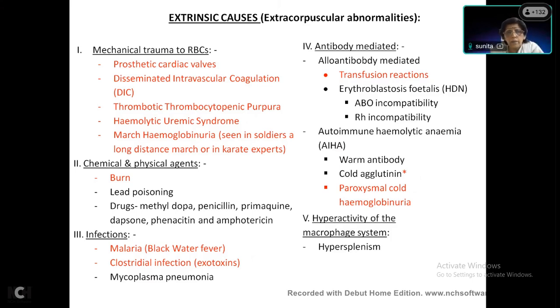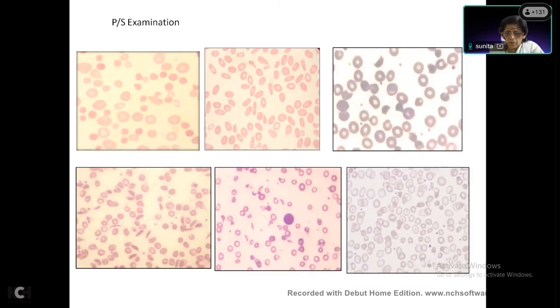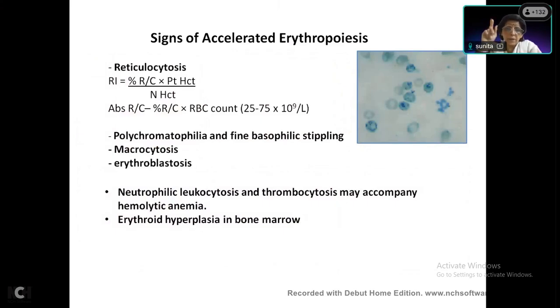Then again, the red cells are normally destroyed in the spleen. So if the splenic function is increased, for example in splenomegaly, it can lead to hypersplenism. And there are other causes of anemia. Now, in the extrinsic causes, the commonest, which we are going to see today, are the microangiopathic hemolytic anemia and the autoimmune hemolytic anemias, and the rare causes can be spur cell anemia in liver disease and snake venom, which can cause hemolytic anemia. So this is the first part which we have done, that is the increased destruction of RBCs.